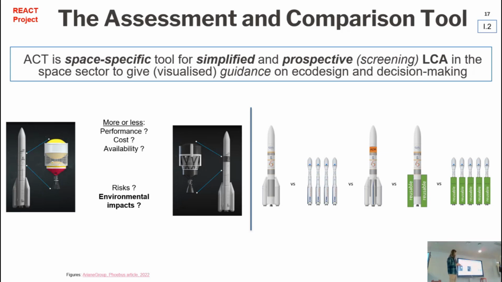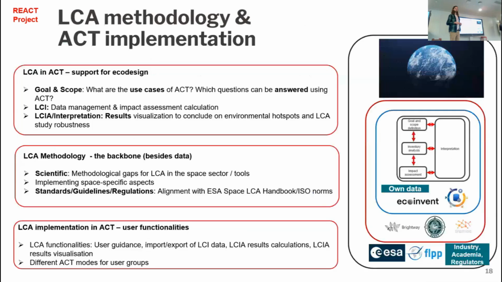So you can include not only performance, cost, and availability when choosing, for example, a propulsion system, but also sustainability aspects. Or you can do more high-level mission architecture comparisons. Should you launch your satellites with one big launcher, or rather with many small ones, or should they be reusable to some extent? This is what you can do in the comparison part of the tool as well. It's quite useful for the industry. I'll let Karine discuss exactly the LCA methodology.